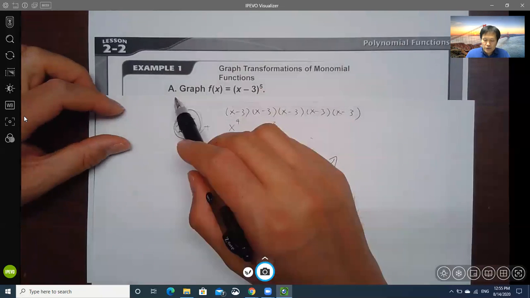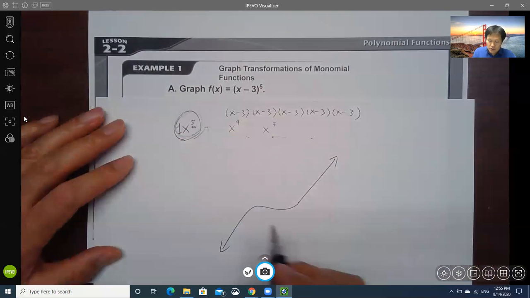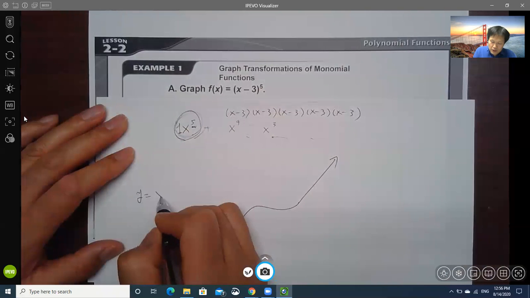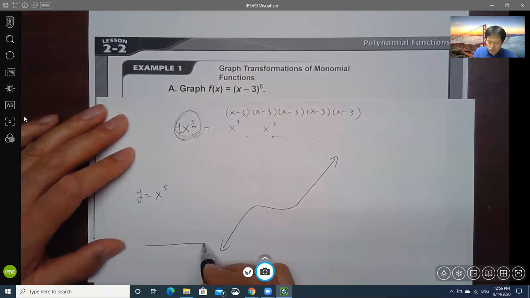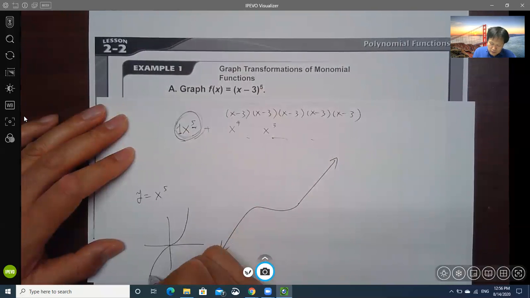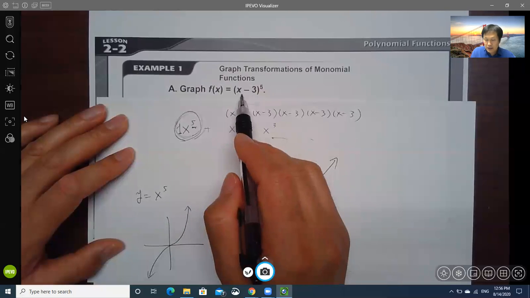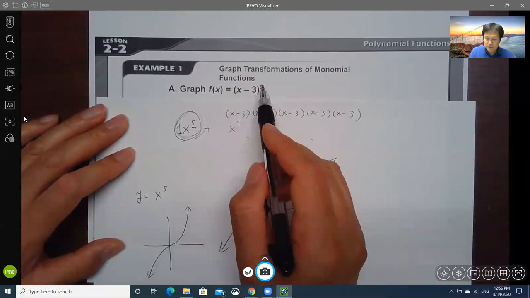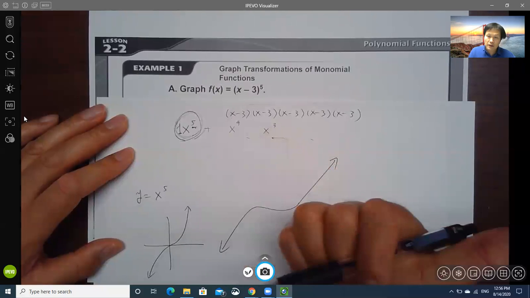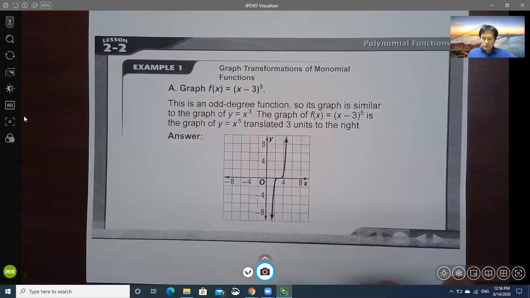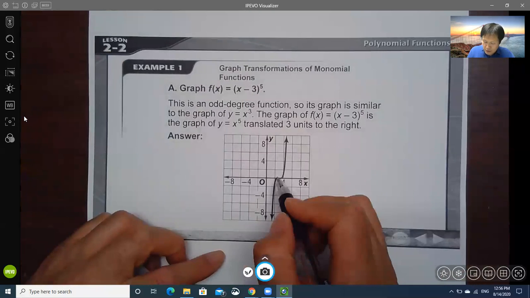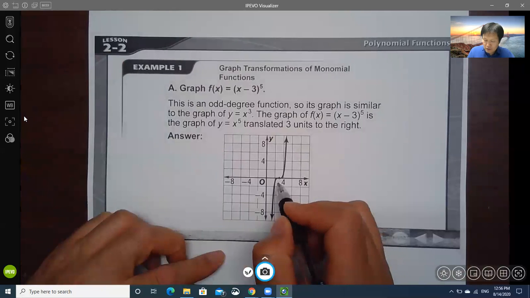So when I ask you to graph this, basically you're looking at y equal to x to the 5th power, which should look something like this. And x minus 3 in parentheses to the 5th power, so we are going right by 3. So if you sketch it, it's going to look something like this. And right here, that's a 3.